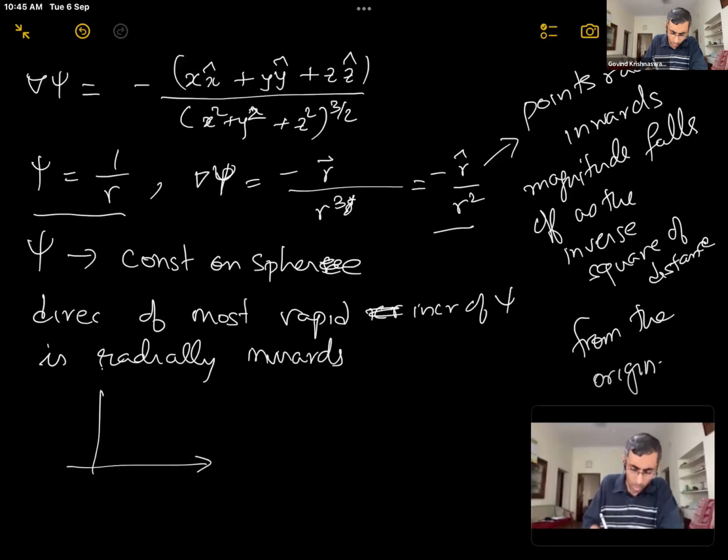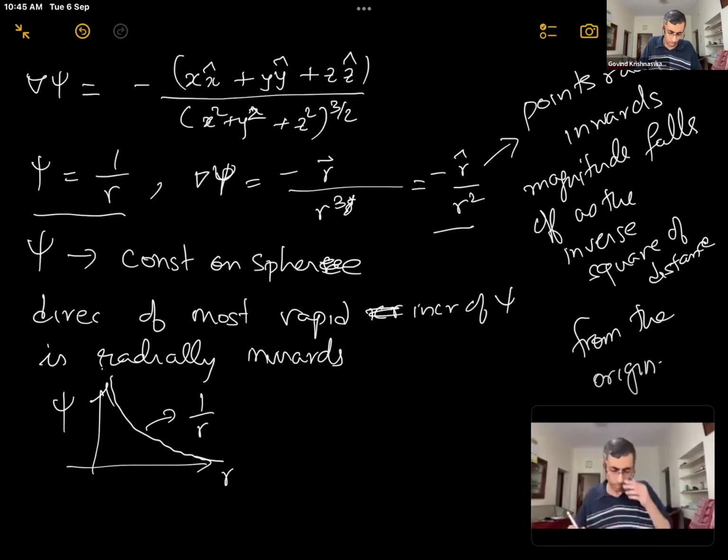If I were to plot psi as a function of r, it's blowing up at the origin and going to 0, like 1 upon r. And therefore, using our principle that we explained a couple of classes ago, the gradient must point in the direction of most rapid increase of psi.